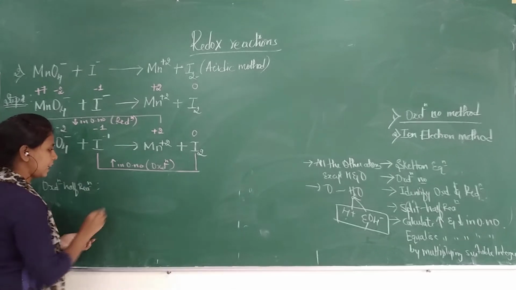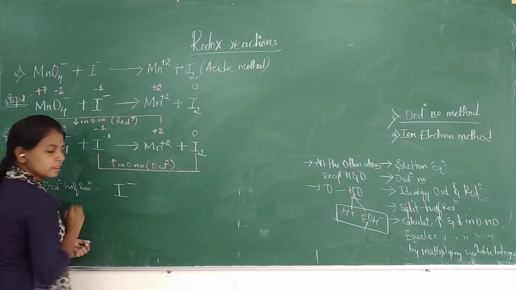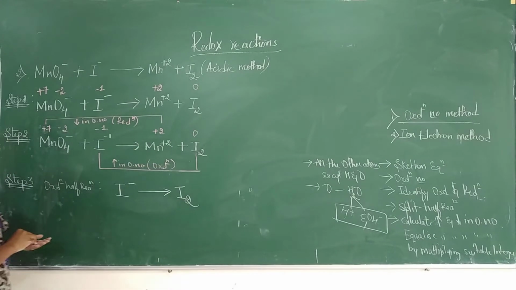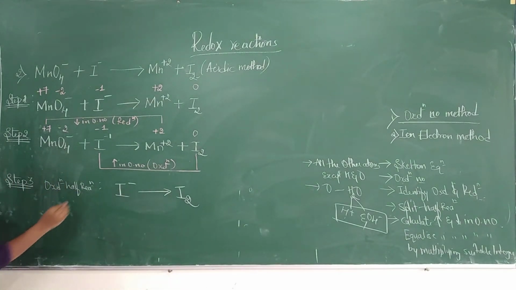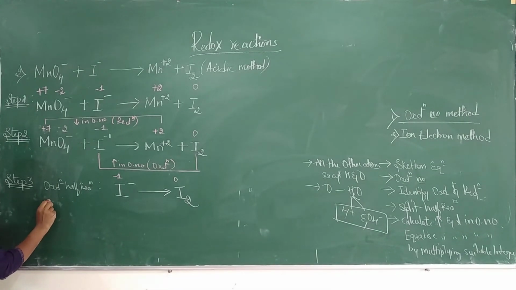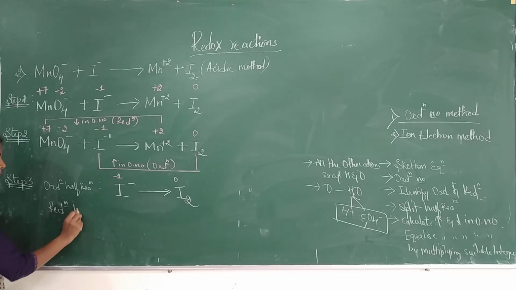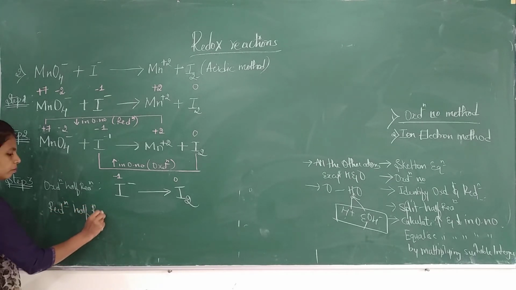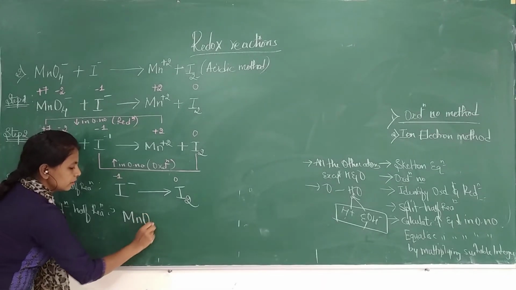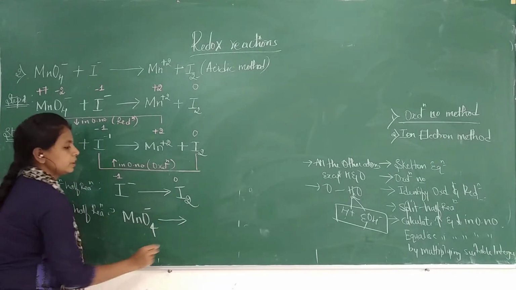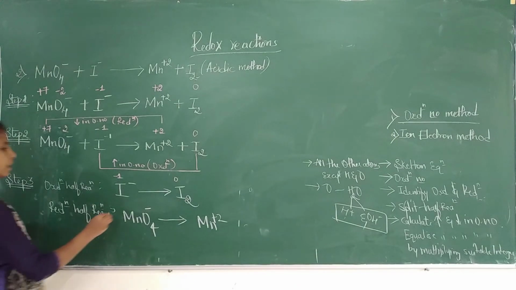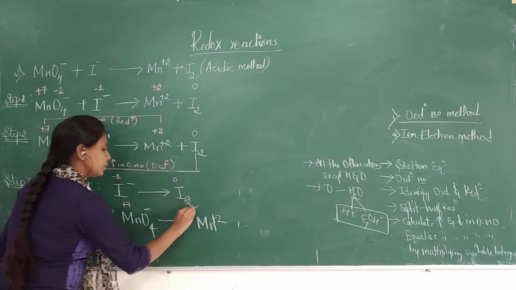Iodide. I should write it as I minus forming I2. Clear? I minus forming I2. Next, the reduction half reaction. What is the complete statement? MnO4 minus, that is the permanganate ion, which is forming Mn +2. +7 to +2.